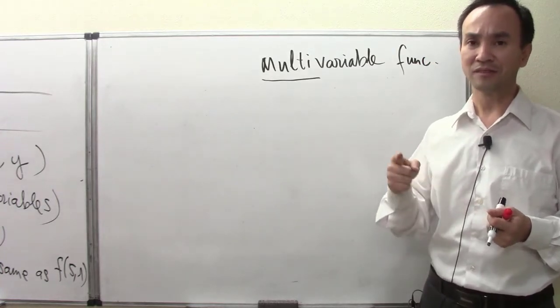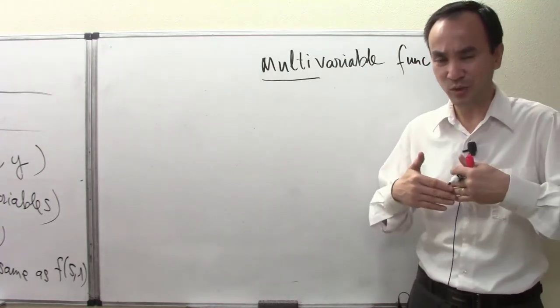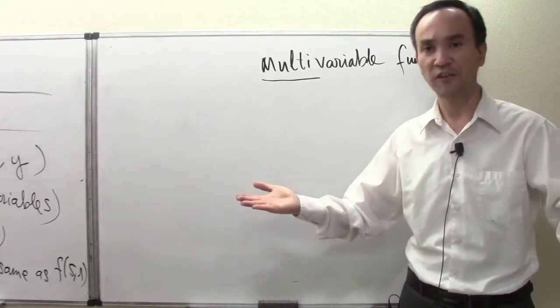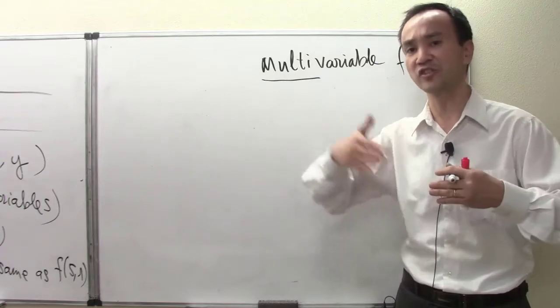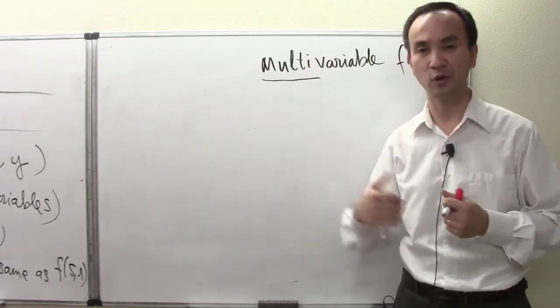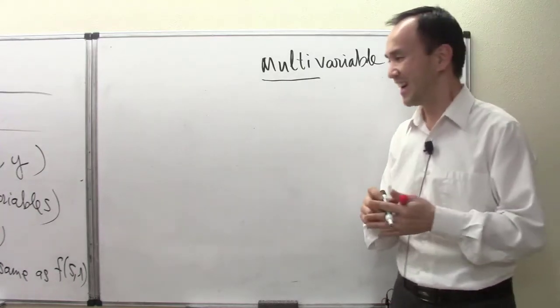But now that means as long as we can work with functions of 2 variables, why limit ourselves to only functions of 2 variables? There are functions of 3 variables existing out there. There are functions of 4 variables existing out there.